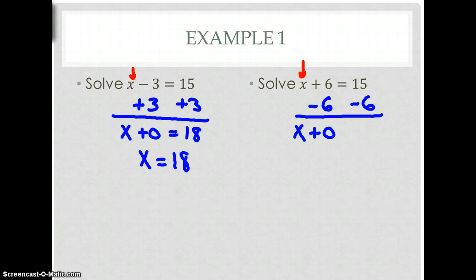Again, this you won't necessarily have to show. 15 minus 6 equals 9. Anything added to 0 remains itself, so we ultimately end up with x equals 9. Okay? Two basic one-step equations by adding and subtracting.